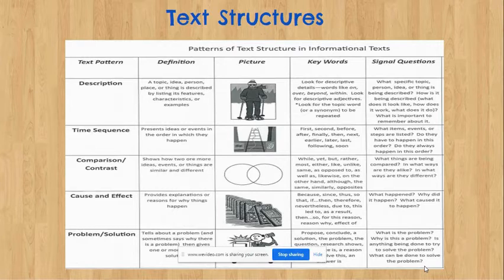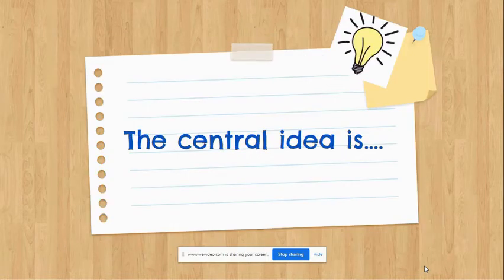And the last one is problem solution. Remember, it tells you about a problem. And then it gives you one or more solutions. Some keywords include the problem, the dilemma, something that would help, a way we can solve this, the answer to this is. And so these are the text structures that we have been reviewing the past few weeks.